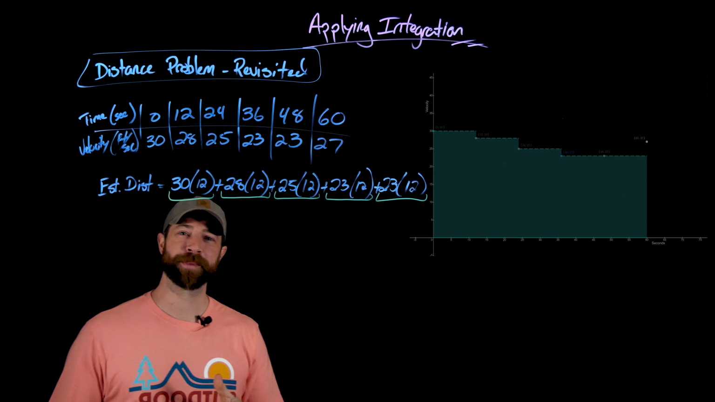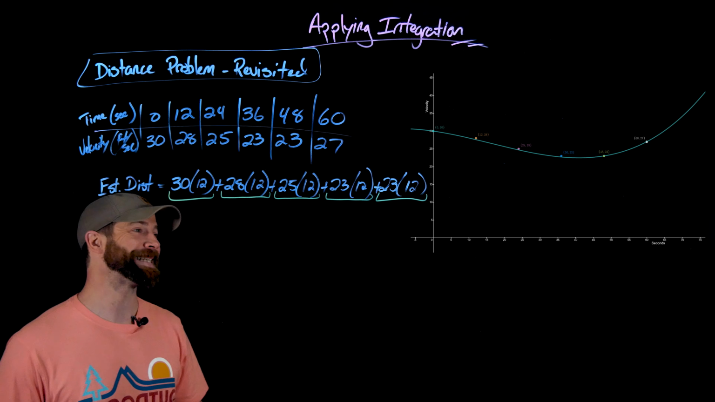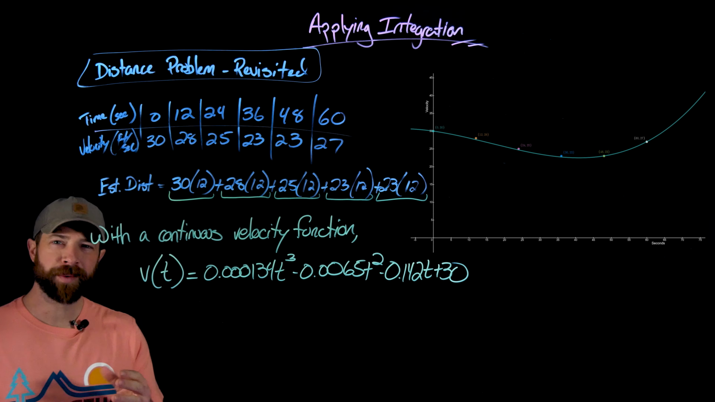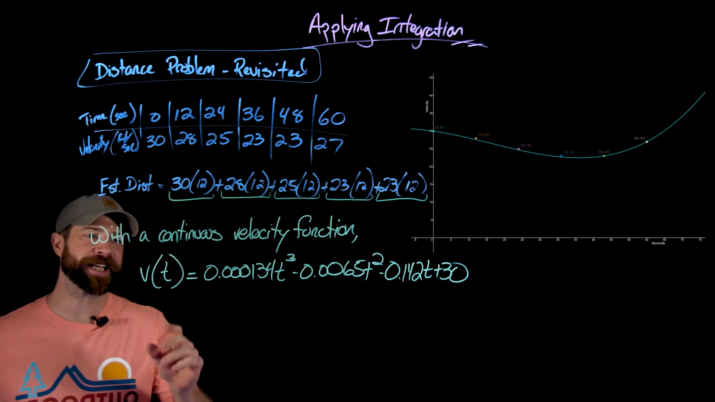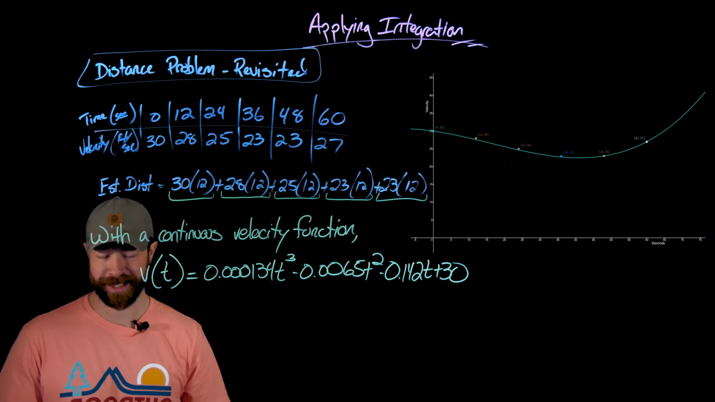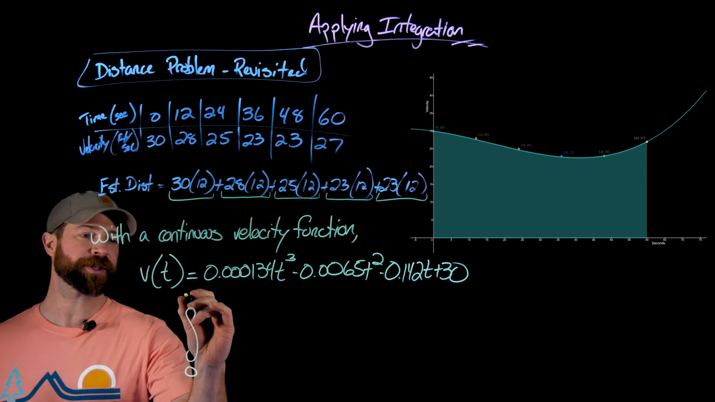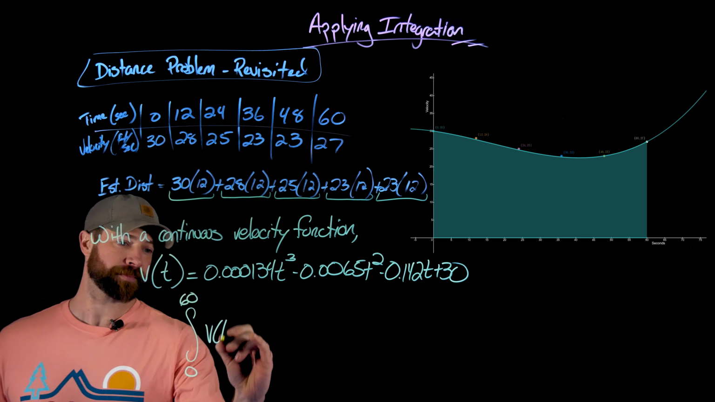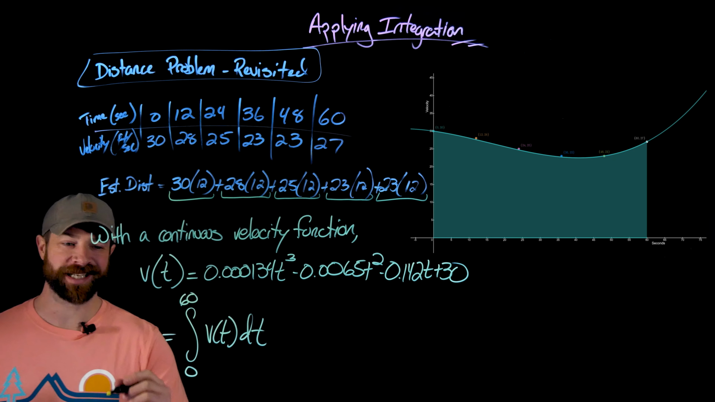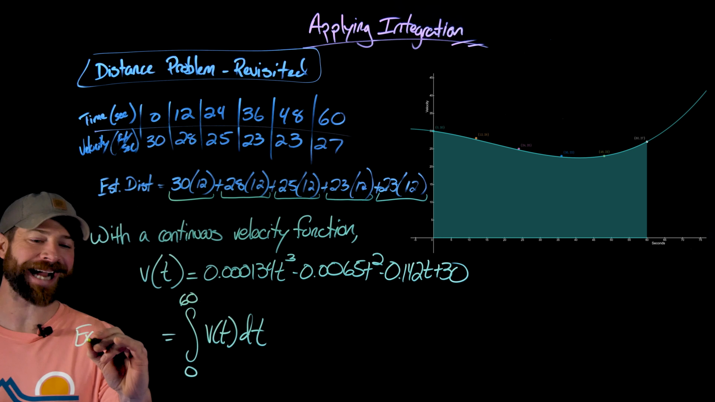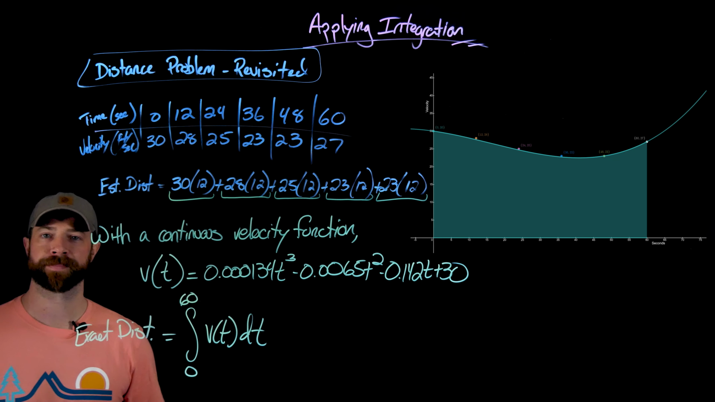So using polynomial regression, what I did was create a function that pretty well represents these speeds. Then what should be clear is instead of having these discrete estimates for these intervals, if we take this velocity function and integrate this function from 0 to 60, we will find not just this estimated distance, but we'll find the exact distance traveled by this motorcycle.